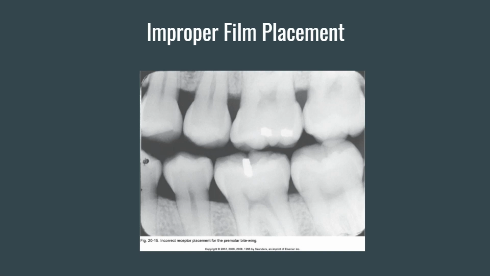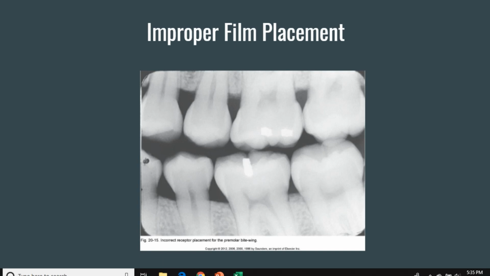Couple things here on improper film placement. So this is a bite wing, and this is supposed to be a premolar bite wing, but the distal of the canine is cut off. So this is not a proper bite wing film. To fix this, you want to make sure that the front of the film or the side of the film that is closest to the midline is lined up with the middle of the canine. That will help ensure that this is the correct placement to have a correct premolar exposure.